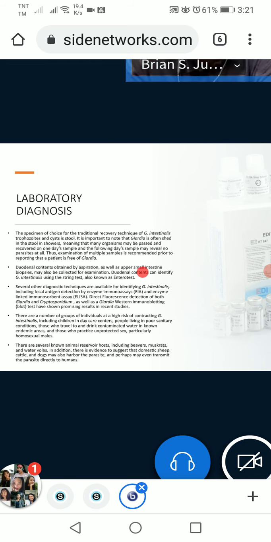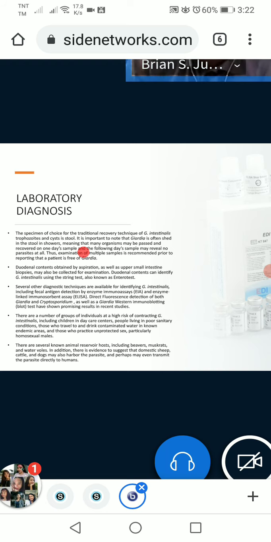Okay? Take note, class, there is what we call showers. It is important to note that Giardia is often shed in the stool in showers. Meaning, many organisms may be passed and recovered in 1 day's sample. So, class, in one stool sample, all the Giardia trophozoites are there. And then in the next sample, you can no longer recover any. It is like stool in showers. In one sample, there are too many. In the next sample, they disappear.